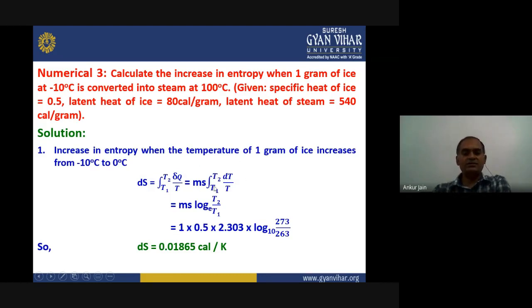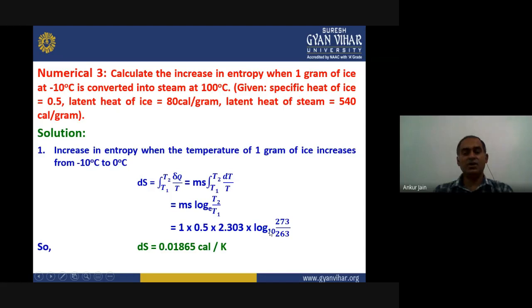So we can write ms integration T1 to T2 dt upon T. When we integrate this, we will get log T, and when we put the limits, it will become log T2 upon T1. Now we know the value of m, that is 1 gram. s is already given here, the specific heat of ice is 0.5, into, now this is log base e. Here we have to convert to log base 10, and for that we will multiply by 2.303.